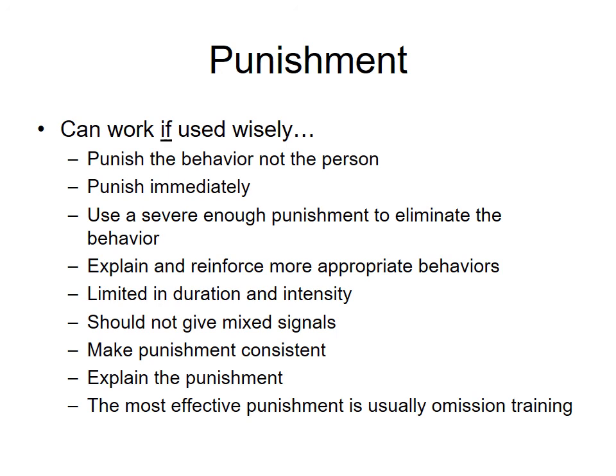The punishment should be consistent. It shouldn't be excused one day as, oh, it's just kids being kids, and the next day be hugely punished. There should be predictability. The punishment should be explained, and often some of the most effective punishments can be what we call omission training, ignoring the undesirable behavior while simultaneously rewarding the desired behavior. So literally omitting the bad while reinforcing the good. It doesn't always work, and this isn't always textbook, but these are guidelines.